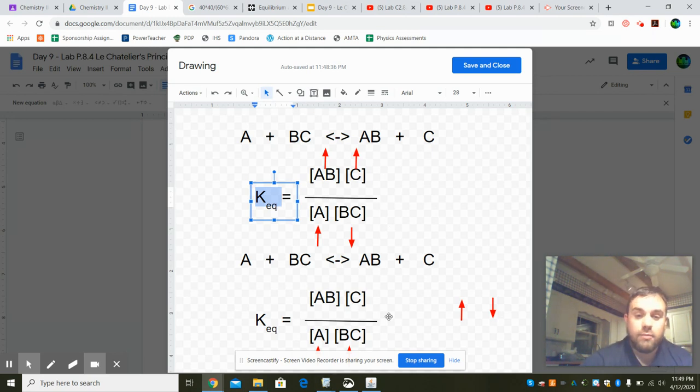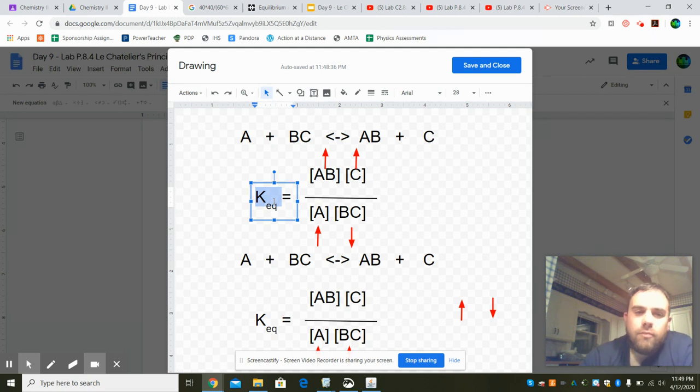And if you remember from the simulation, it was about 60 products and 40 reactants. And so on top, I could take 40 times 40, or other way around, 40 products, AB, and 40 Cs, and 60 As, and 60 BCs. So 40 times 40 over 60 times 60, and it's going to give you a number that's less than 1 because there's more reactants than there are products. Let's just say, hypothetically, that value is 0.5.